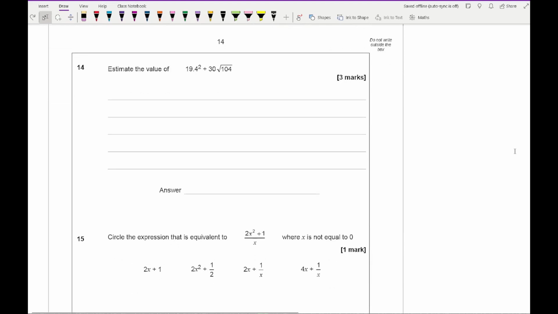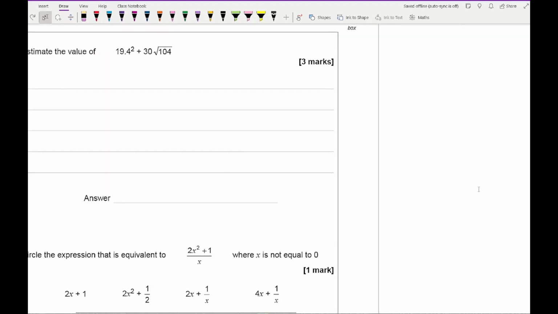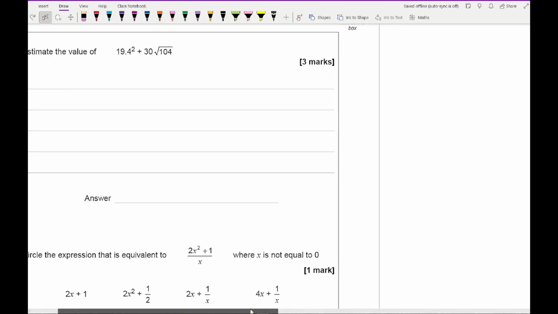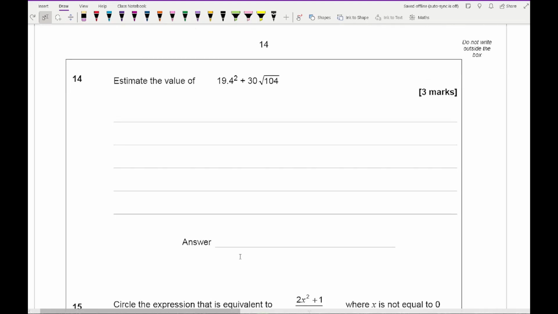Moving on to question 14, it says estimate the value of 19.4 squared plus 30 root 104. Now for this, what we need to do, let me just zoom in first, is we need to make sure that we're rounding to one significant figure. So as much as there may be temptations to go a little bit more accurate, we do need to make sure that we are rounding to one significant figure. So here, 19.4 rounded is going to be 20 squared. 30 is absolutely fine.